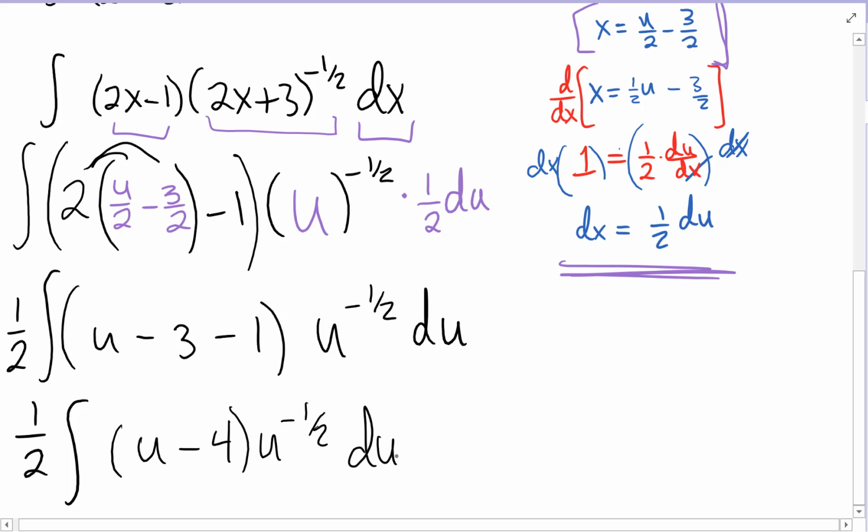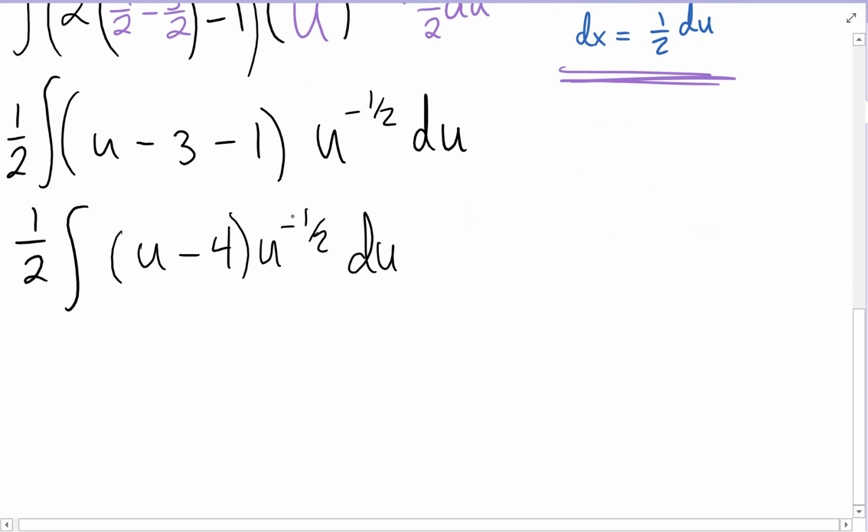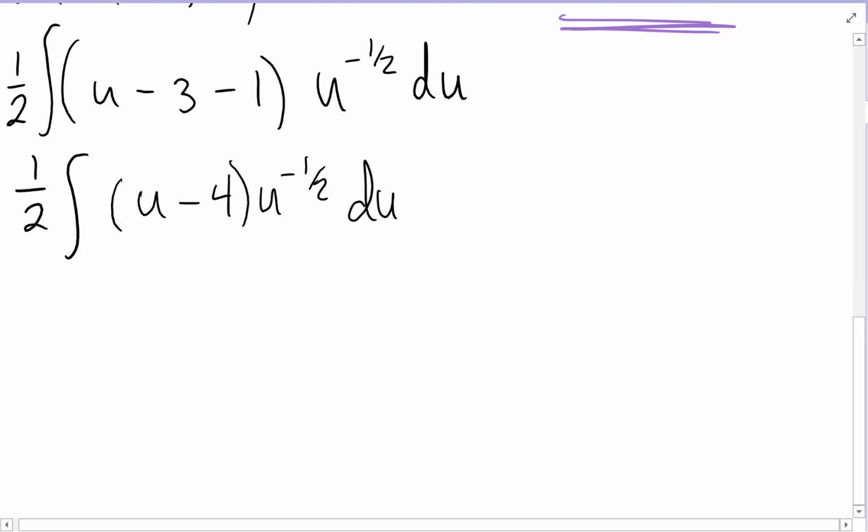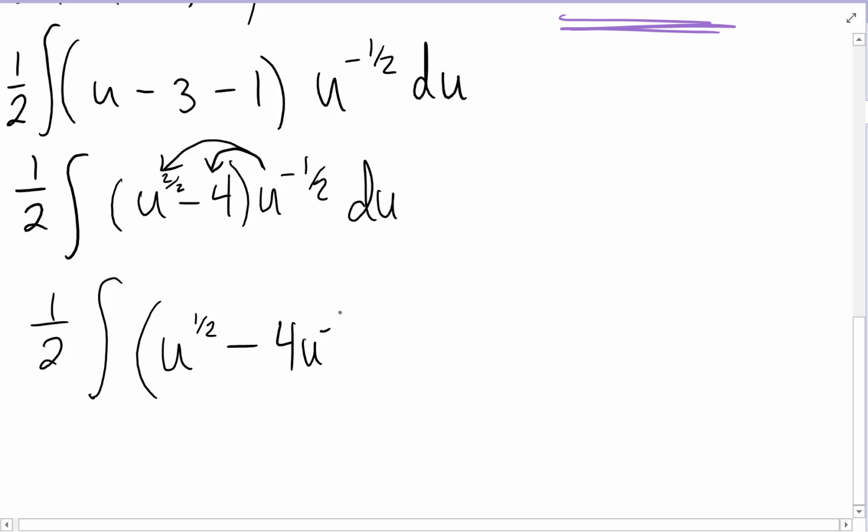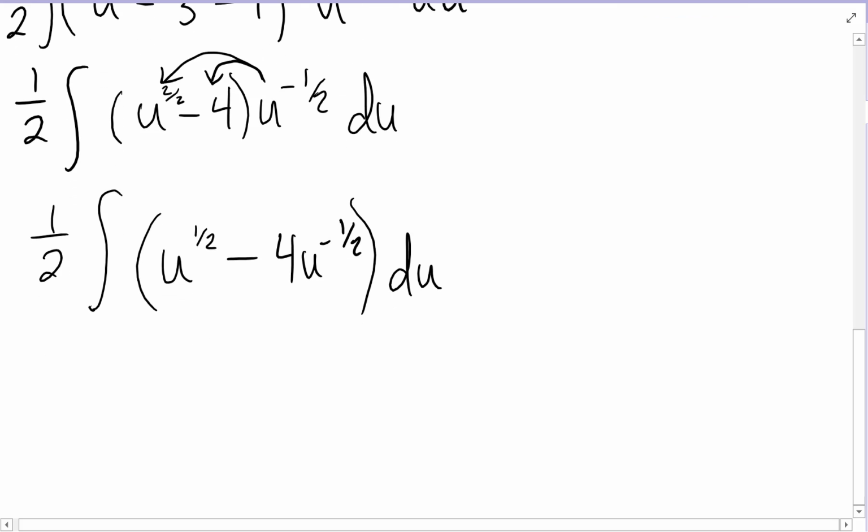u to the negative 1/2 du. I still have a product here, and I don't know how to integrate products unless I can distribute it, which I can. 1/2 the integral of, this is u to the 1, or you could call this u to the 2/2. u to the 2/2 times u to the negative 1/2 is u to the positive 1/2. Remember, when you multiply the same base, you add the exponents. Minus 4u to the negative 1/2. All being integrated with respect to the variable u.